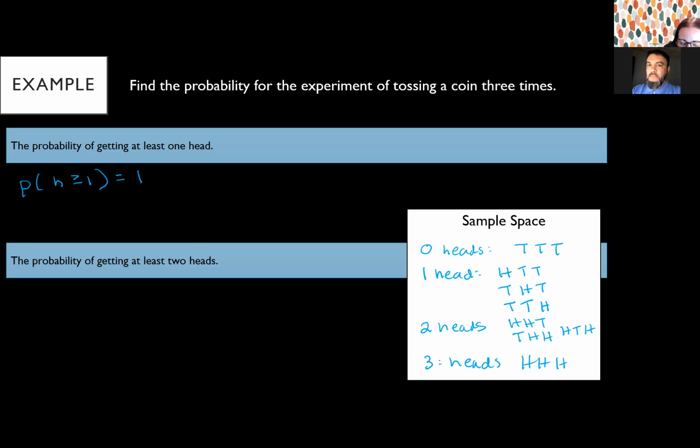The complement is 1 minus the probability of 0 heads. So that would be the opposite. If we have at least 1 head, we're including 1, 2, and 3 heads. So the complement, the opposite of it, would be 0. So it's a whole lot easier to do the probability by looking at how many ways there are to get 0 heads, and then doing 1 minus that, than to count up all the possibilities for all the other ones.